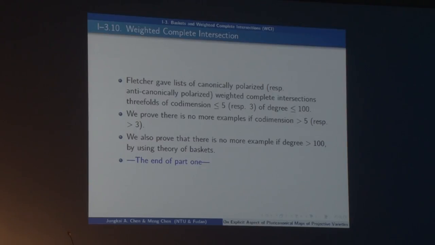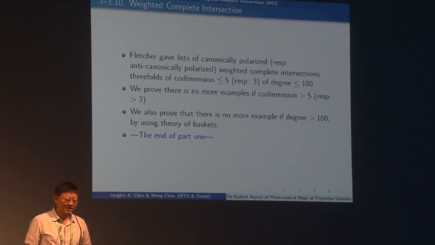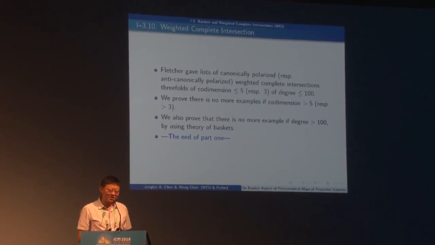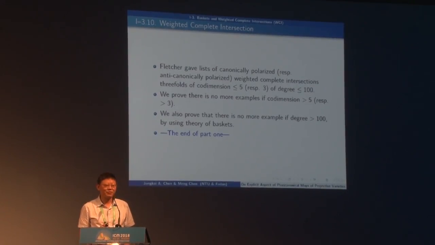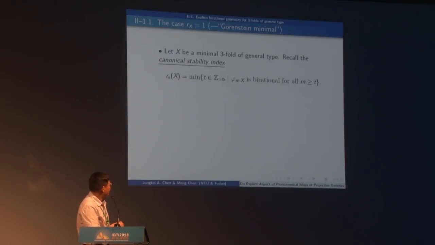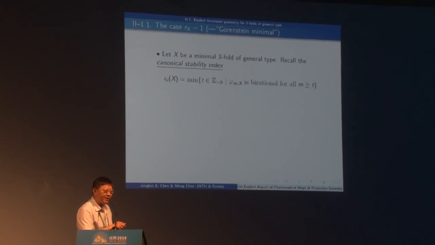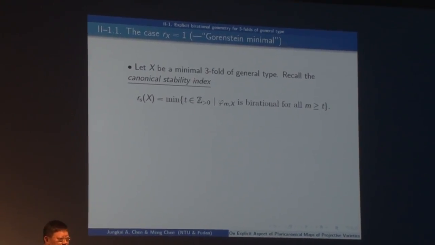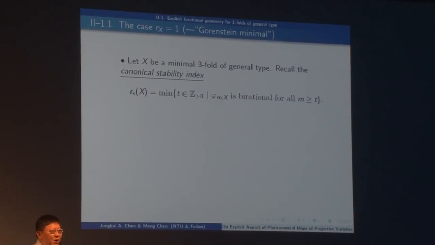Okay, so I think this is the end of my part, and I will hand it over to Meng Chen. I would like to thank the ICM committee and the organizers for the invitation. So as mentioned by Jungkai, the main original purpose to study the basket theory is to try to find the upper bound of R3.